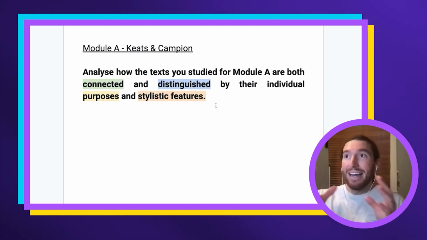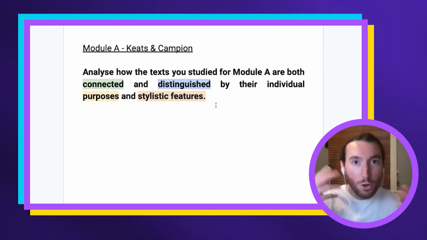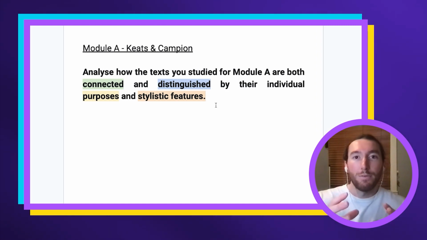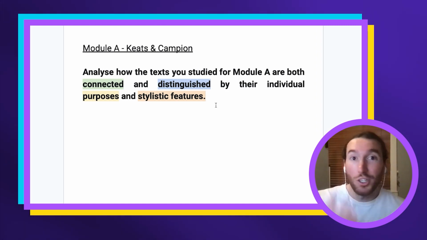When I think about connected and distinguished, I always want to come up with some quick synonyms, some quick terms that are going to be my way of interpreting those words. So for me, connected means similarities. We want to make it as easy as possible for us to actually deconstruct the question. So make sure you give yourself a very short definition. Often it's just a synonym for interpreting the words of the question.